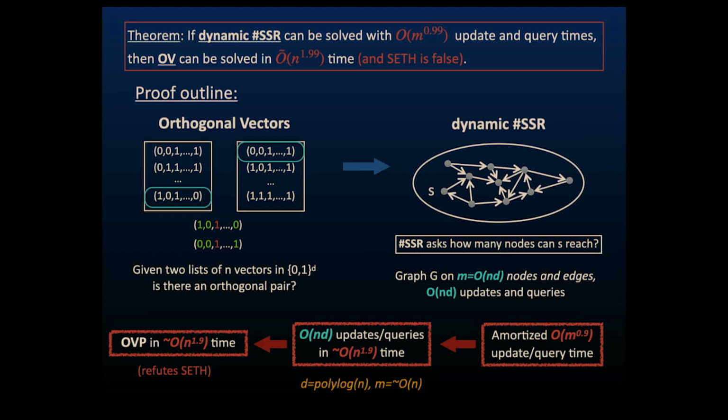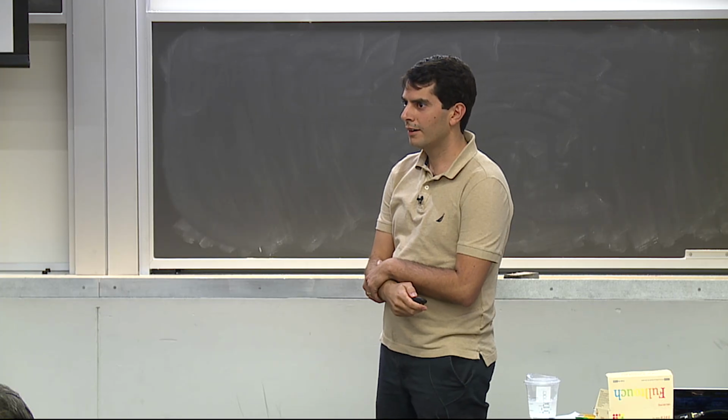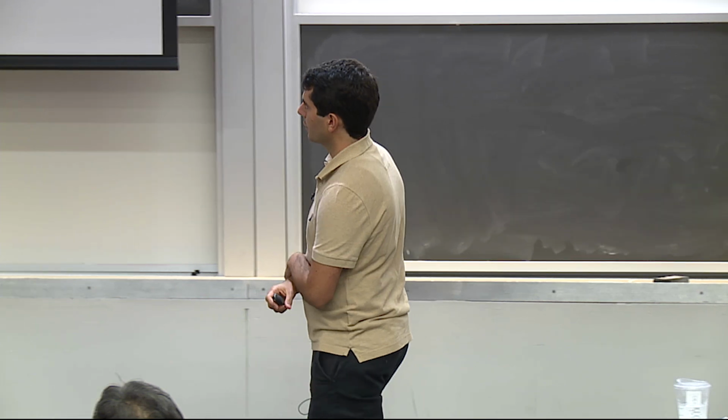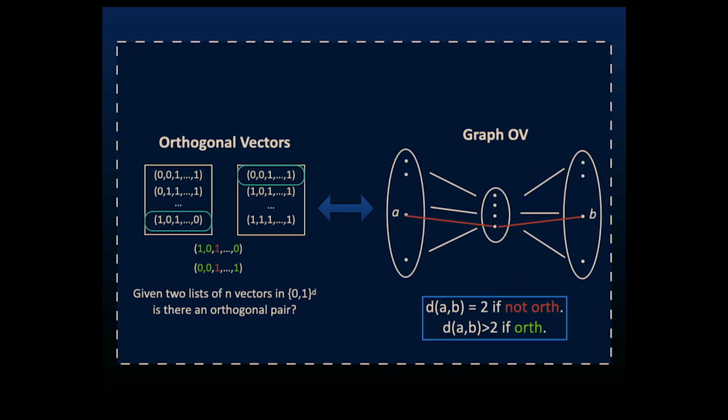So do you want to suggest what it's going to look like? As a hint, we're going to look at the graph of OV. It's a graph problem, so the reduction is going to kind of look like the OV graph. Another hint, it's a bit similar to the exercise you had today with the single source max flow.